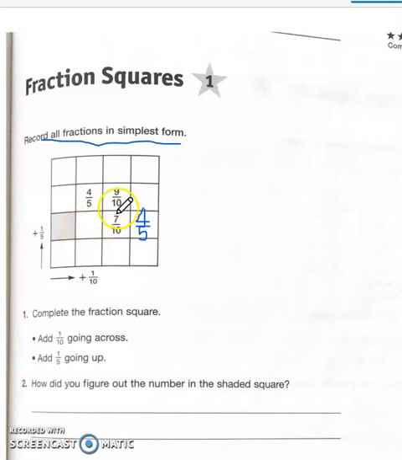Coming back. So if we're at 7/10 and we take away a tenth, what fraction would go here? 7/10 take away a tenth because we're going back down the grid. That would be what? If you say 6/10, that's not right. I mean, it kind of is, but it's not simplest form. 6/10, again, if you cut both in half, you would be at 3/5.